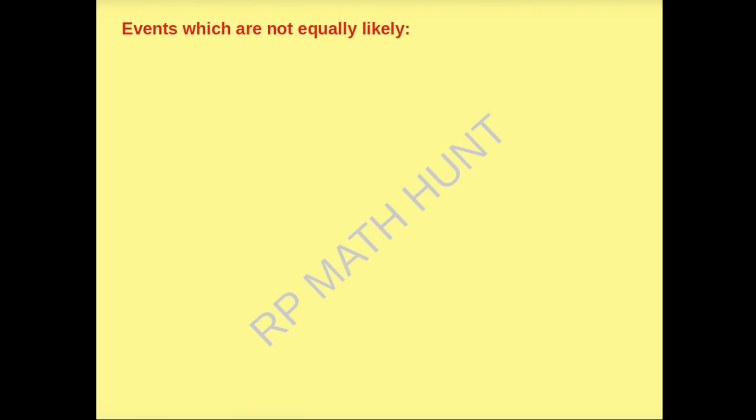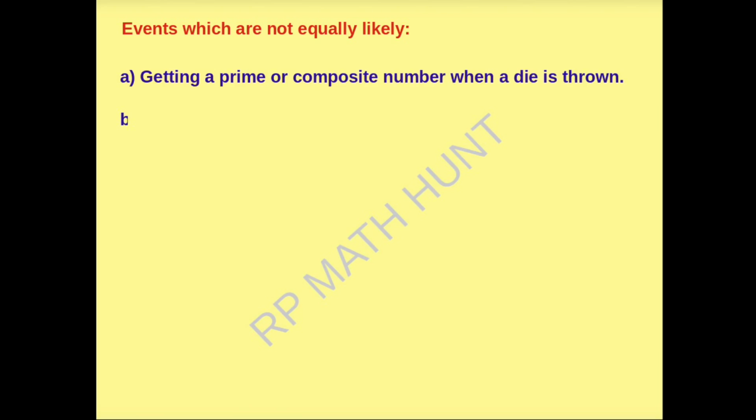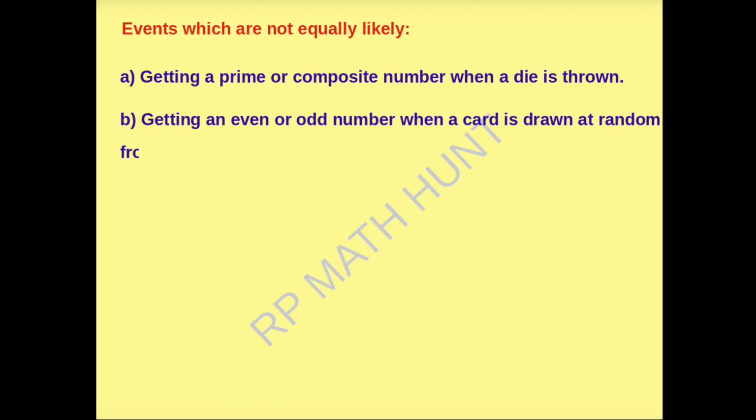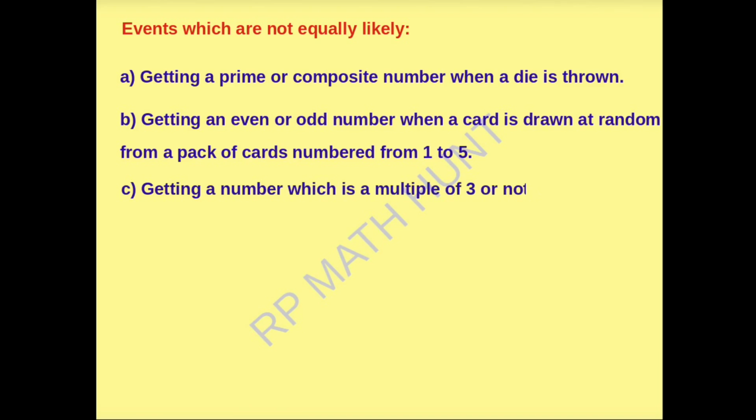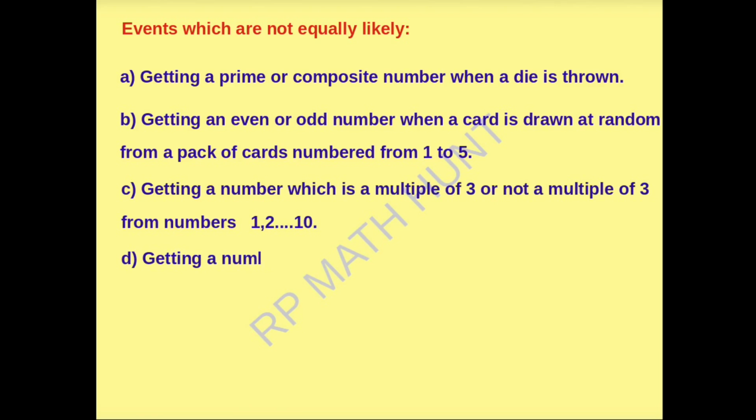Events which are not equally likely. A. Getting a prime or composite number when a die is thrown. B. Getting an even or odd number when a card is drawn at random from a pack of cards numbered from 1 to 5. C. Getting a number which is a multiple of 3 or not a multiple of 3 from numbers 1 to 10. D. Getting a number less than 5 or greater than 5.